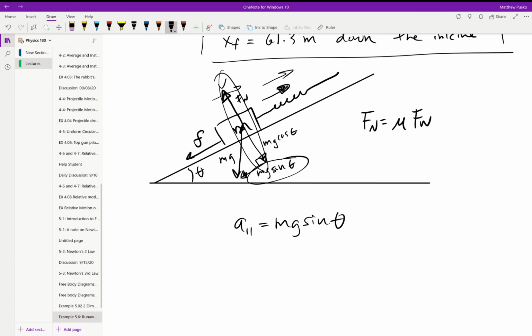We could also apply a force that is not in line with its motion, like this. Alright, if that was the case, we would have to break it up into components perpendicular and parallel to the plane also. That's about it. I'll do some more examples for you coming up.